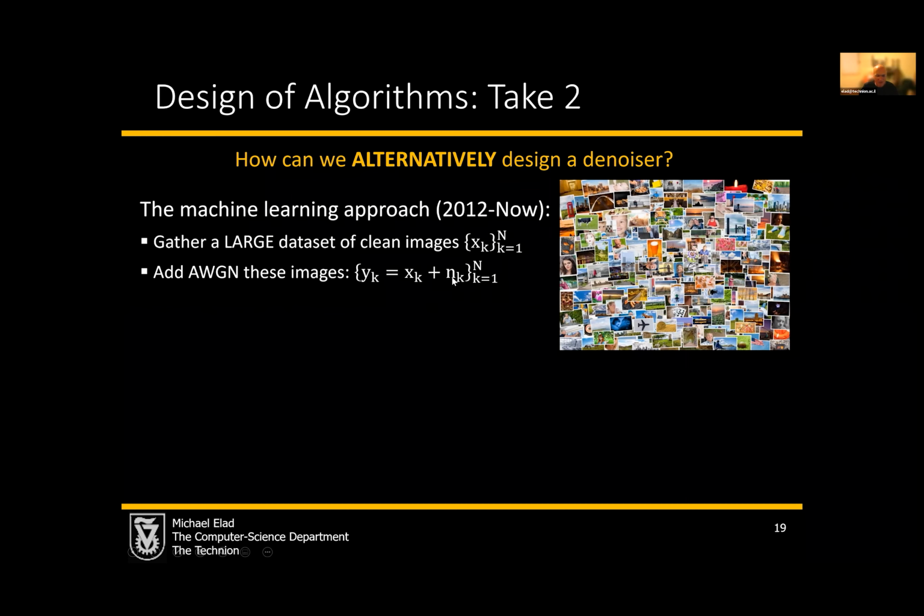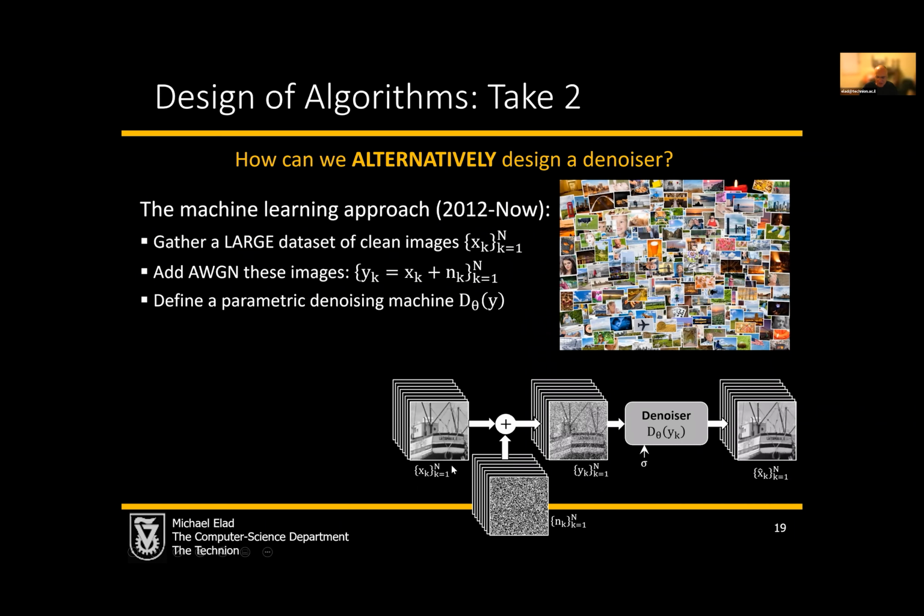So add white additive Gaussian noise, and now you have many, many pairs of clean and noisy images. Define your denoiser as a machine that has parameters theta, some sort of a network that will take you from the image Y all the way to the image X hat. And now, this is the block diagram that describes what I've just described. You take the X's, you add the noise, you get the noisy images, you push them through this parametric system, and you hope to get terrific looking images that will be as close as possible to what?